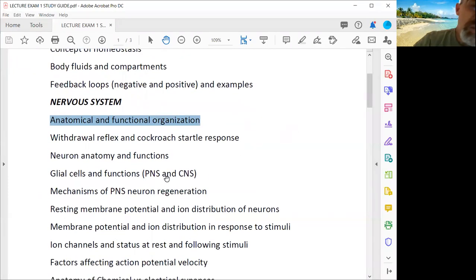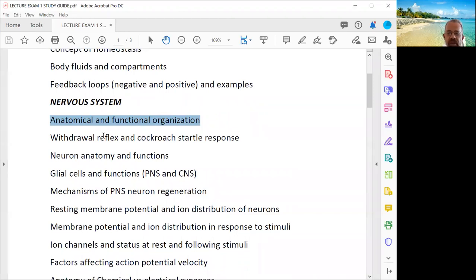All right. So speaking of the nervous system, we did speak about the withdrawal reflex, which is one of the simplest aspects of the nervous system. And we did a comparison, being that this is animal physiology. It's good to compare and contrast. So we did speak about the cockroach startle response, and how similar that is, and some of the components of it that really help define our withdrawal reflex.